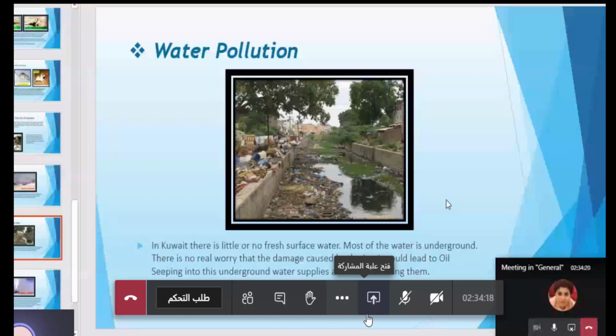And then you can see the mosquitoes are breeding. Mosquitoes are living in that. Yes? And they start polluting the water. In this way, the water is being polluted.